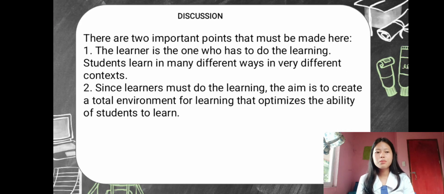So there are two important points that must be made here. The first one is the learner is the one who has to do the learning. Some students learn in many different ways in different contexts. So ang pasabutan niya is even teachers is dili maka mandar nga dapat ma-learn. The learner is the one who has to do the learning. So dapat ang students ra jud ang makakuan sa learning. For example, it means that learning is the student's personal responsibility. So ang learning, of course, ang student jud ang ilaha jud ang responsibility nga dapat mo learn sila.